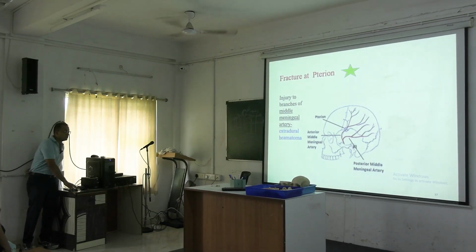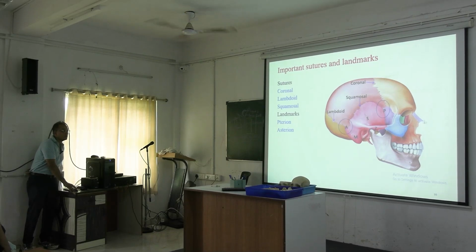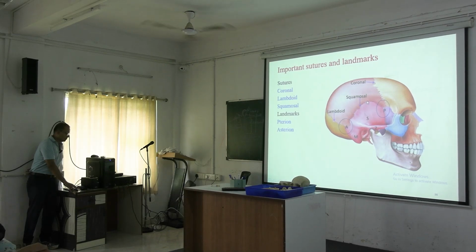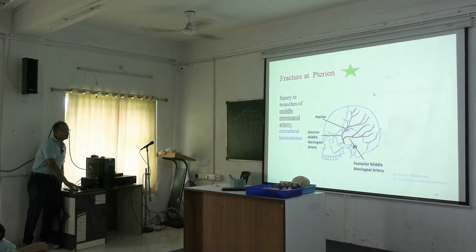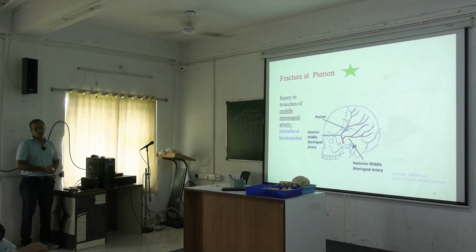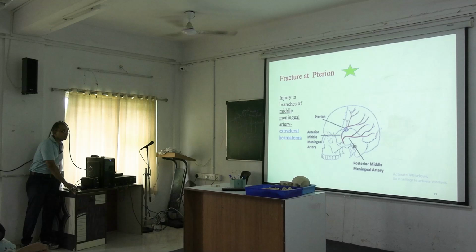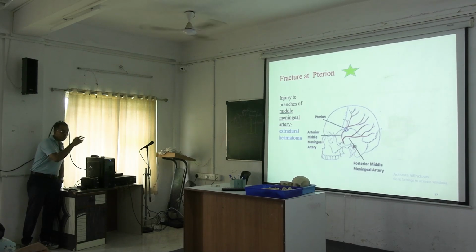We learned about the union Pterion, which is a union point between these bones, joining the frontal bone, the sphenoid bone, the parietal bone, and the temporal bone. These bones make a union. At this point, we have a vascular structure running. This is the weakest part of the skull region. If it is fractured, we can have an injury to the meningeal vessel, and a depressed fracture can lead to extradural hematoma.